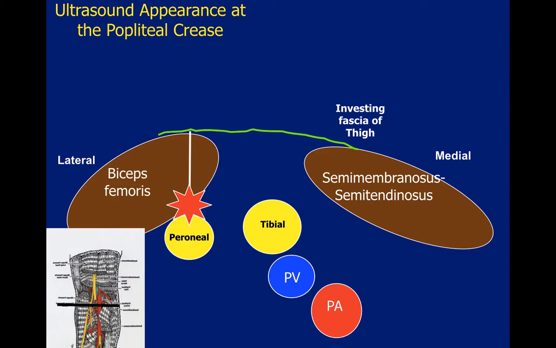An alternative is to advance the needle between the tibial and peroneal nerves, thereby avoiding contact with either of these structures. This is an example of the distribution pattern using a fenestrated needle between these nerves.